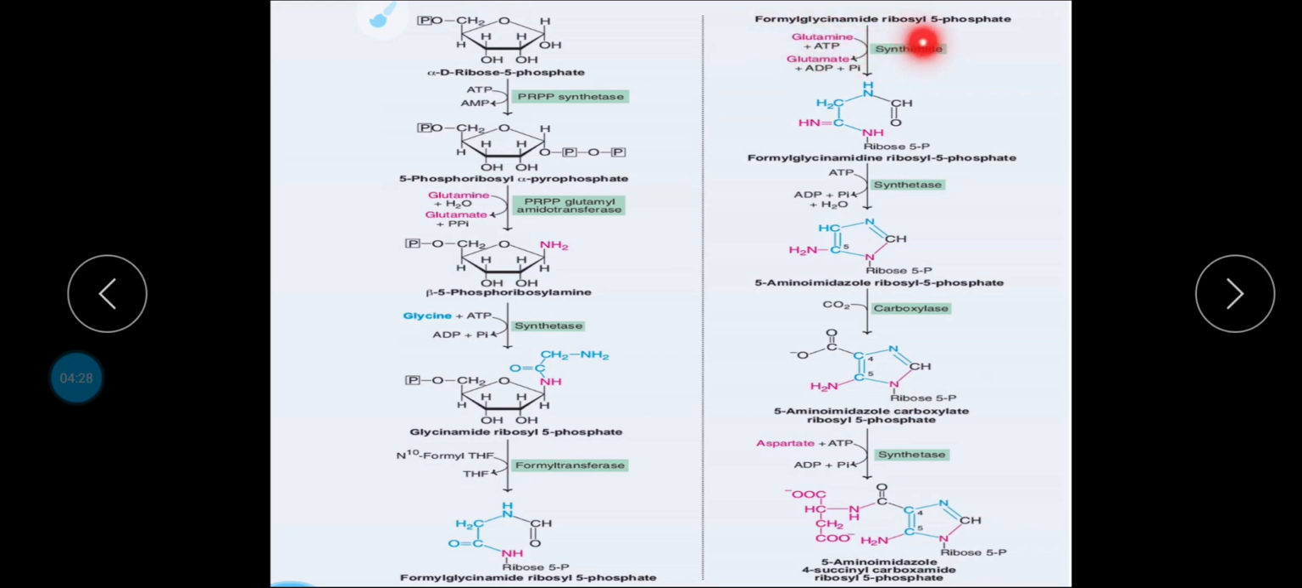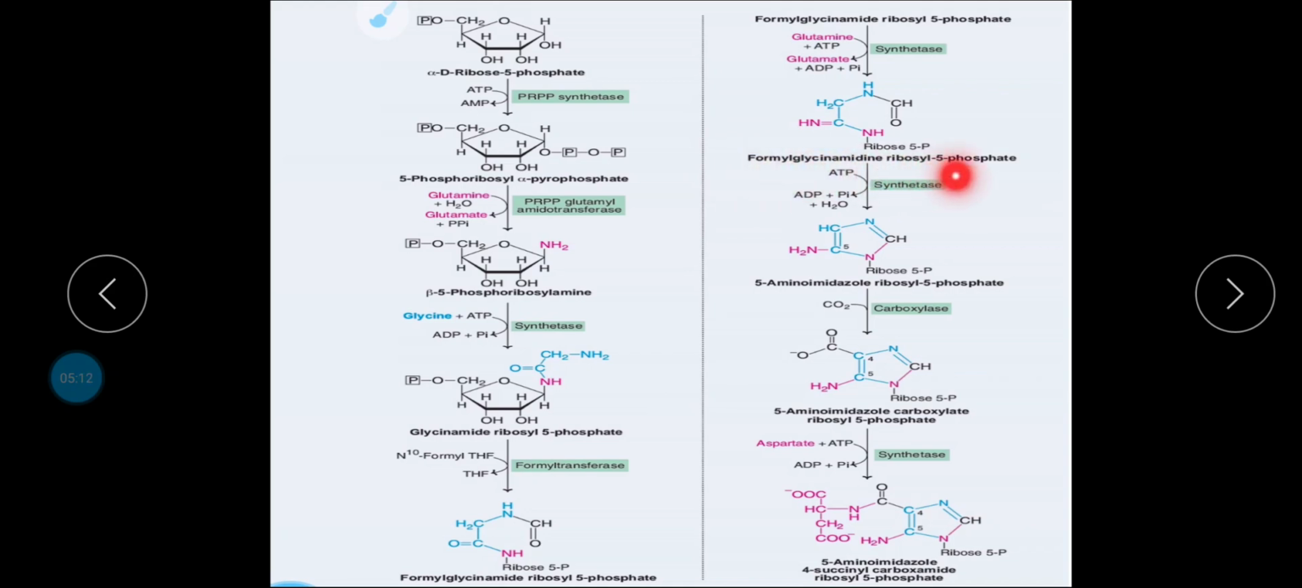Now formyl glycinamide ribosyl 5-phosphate in the next step gets converted to formyl glycinamidine ribosyl 5-phosphate. This amidine means attachment of again an amino group at this carbon. So here the entry of amino group is again, therefore it comes from where? Glutamine. Glutamine is an amino acid which provides this amino group here. And the enzyme required for this step is synthetase and ATP is utilized.